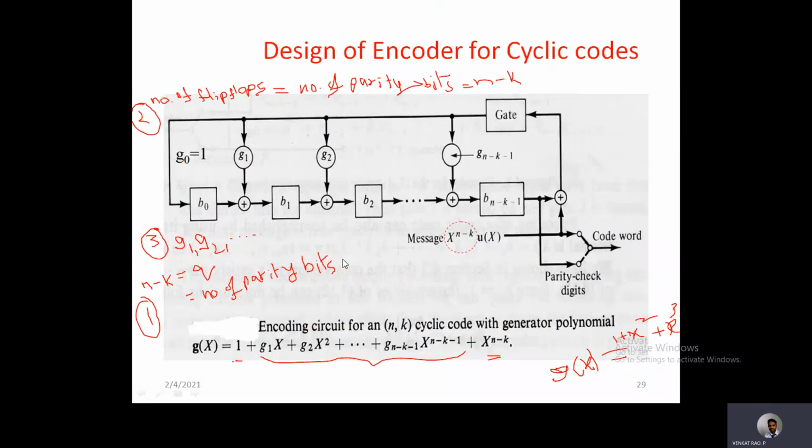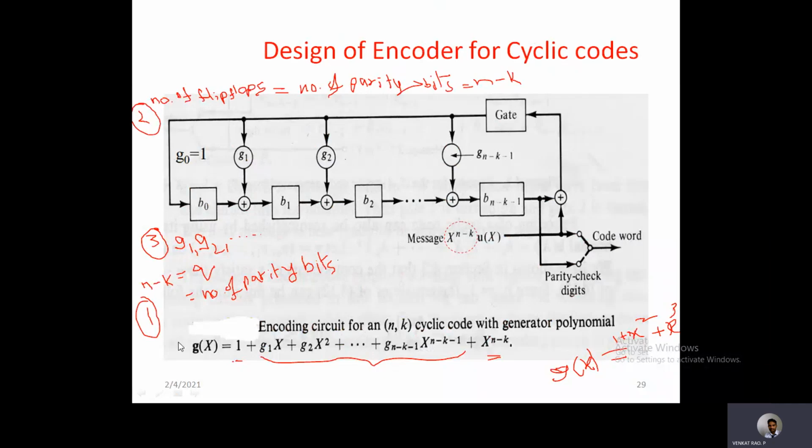So what do you observe? There will be some blocks like this. These are nothing but the flip-flops, and there will be some feedback connections. These feedback connections are marked with notations like G1, G2 and so on. Already we know that G1, G2, G3 are nothing but the generator polynomial coefficients.